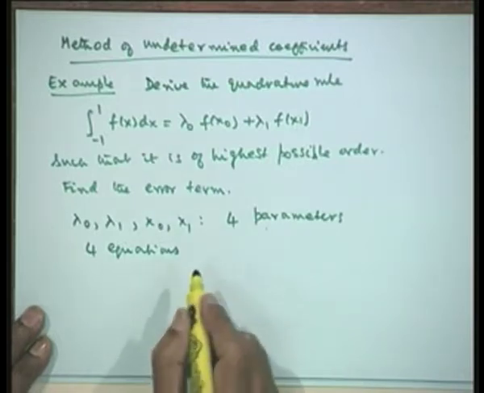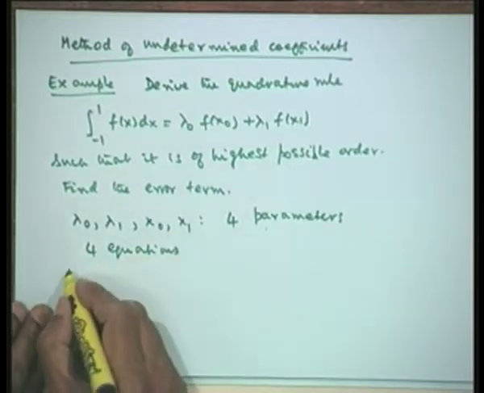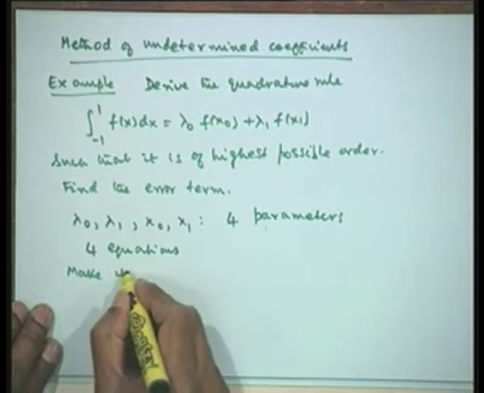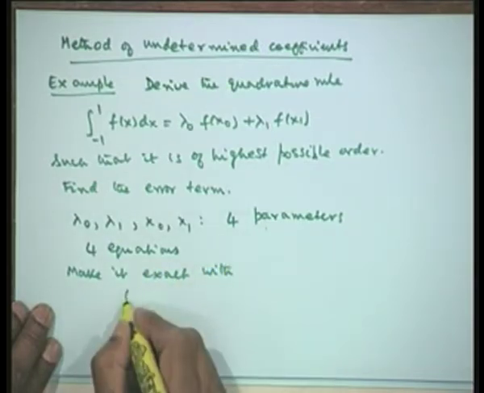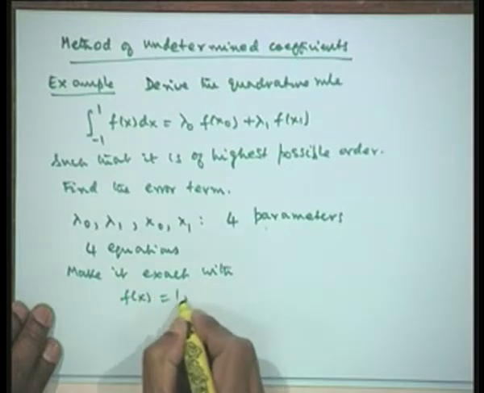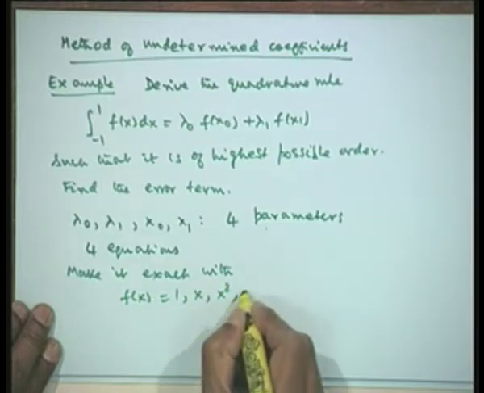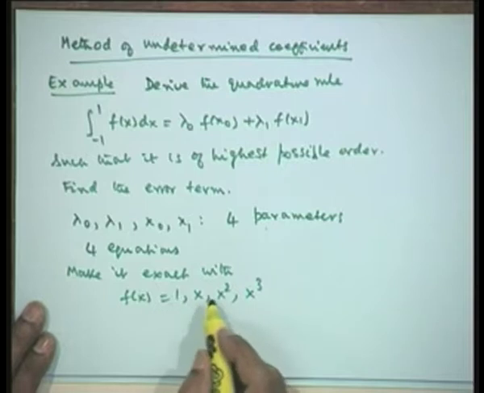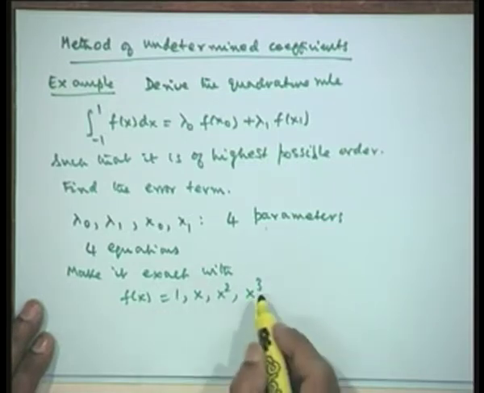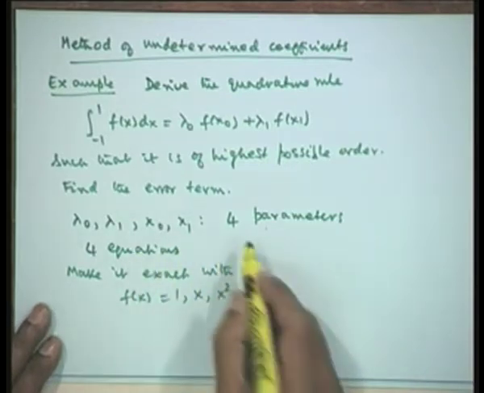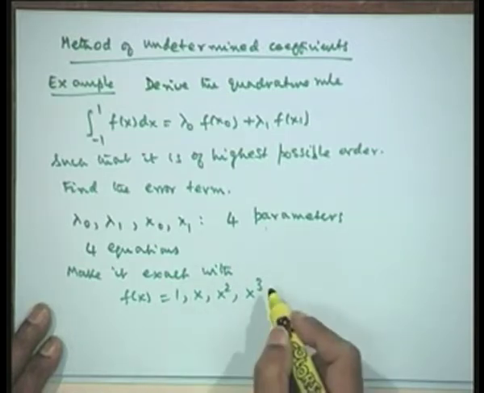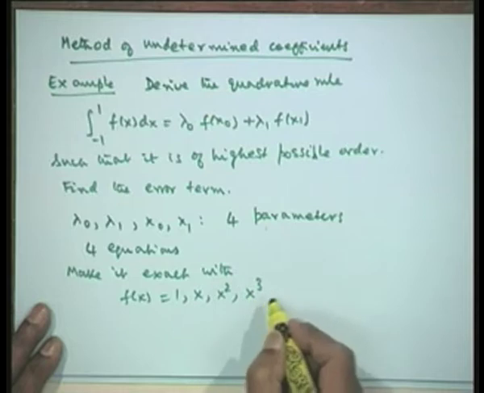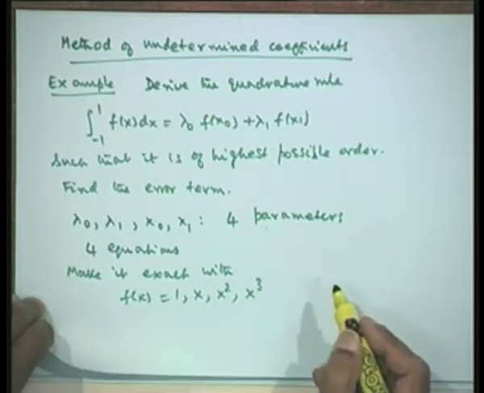Now since we need 4 equations, I must make it exact with f(x) equal to 1, x, x squared, x cubed. So each one will give us an equation. So I will get 4 equations in 4 unknowns. If any one of them turns out to be 0 equal to 0, then we do not have an equation, so I will go to the next one, x to the power 4.